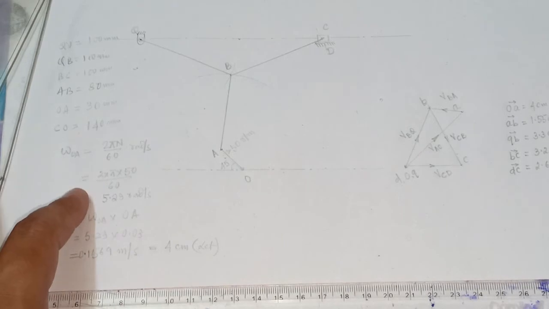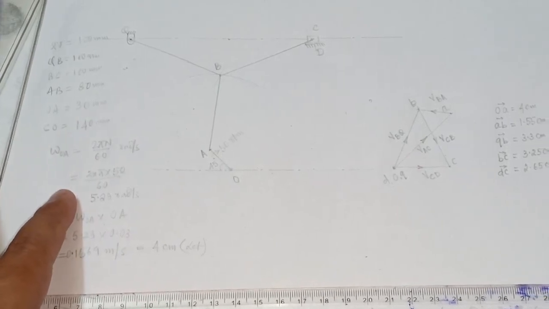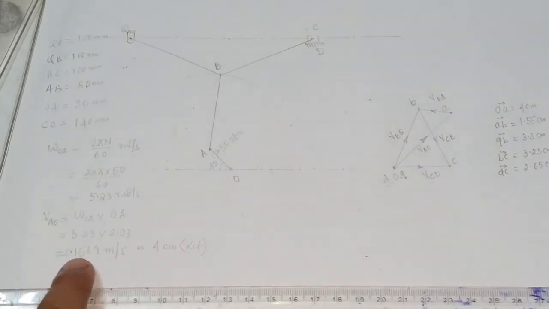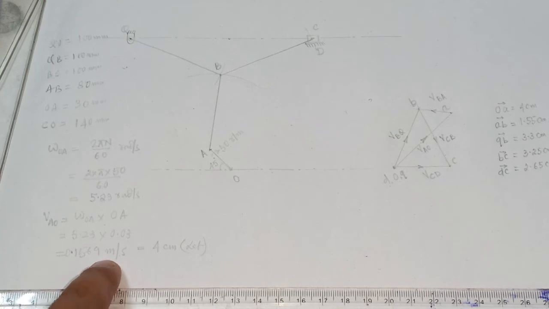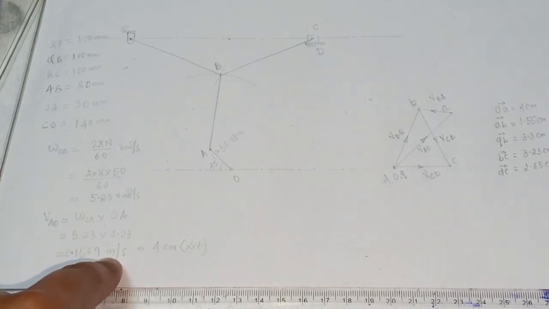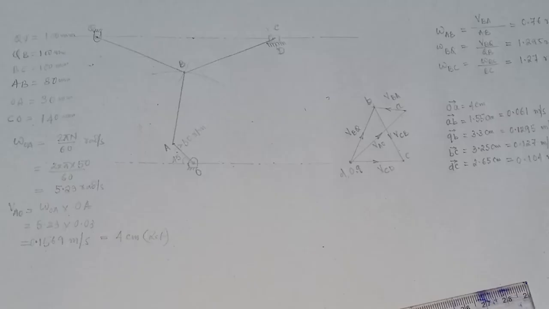After measurement, these values come out. Now let's convert each and every length into meter per second. How? If a 4 centimeter line will be 0.156 meter per second, then what will be 1.55? What will be 3.3? What will be 3.25? And what will be 2.65? After calculation and measurement, all the lengths come out this way.